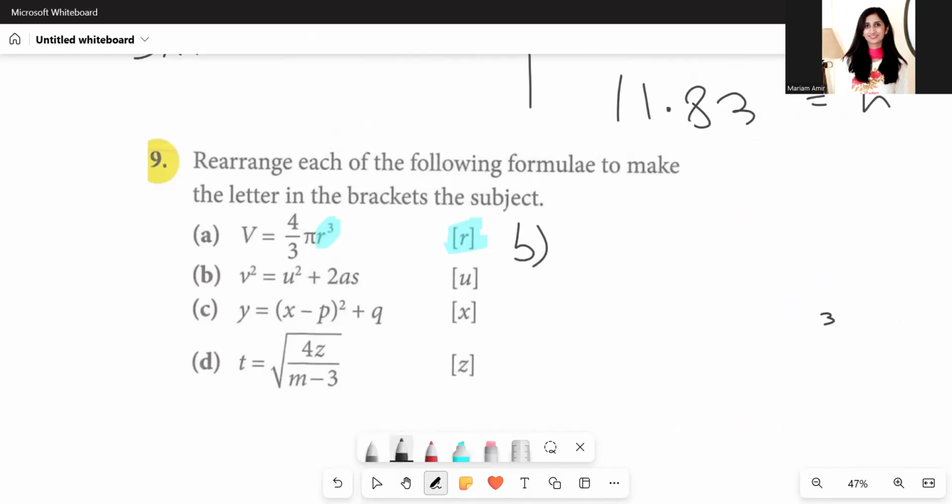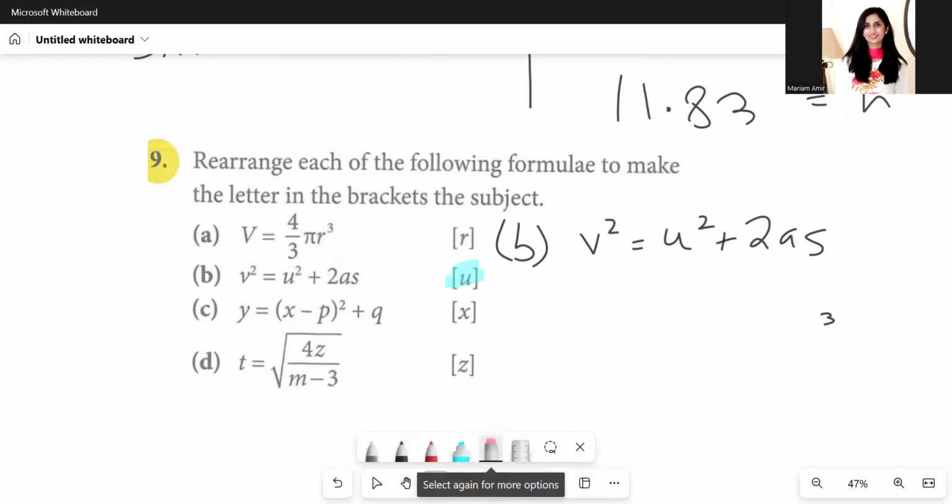Part B. V squared equals U squared plus 2AX. And we need to make U the subject. Okay. Who can tell me what needs to be done here? We need to make u the subject, but first we'll make u square the subject because there is a square on u. Yes. How do we rearrange so that we can try to get u alone?